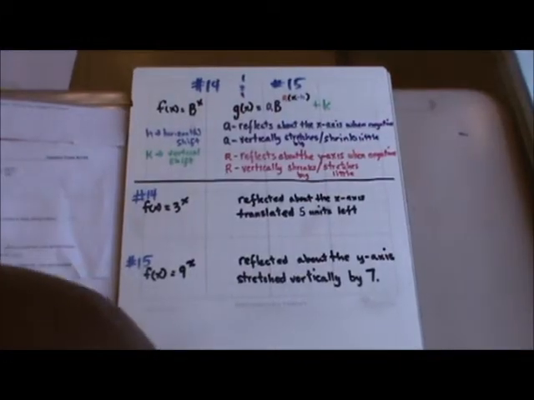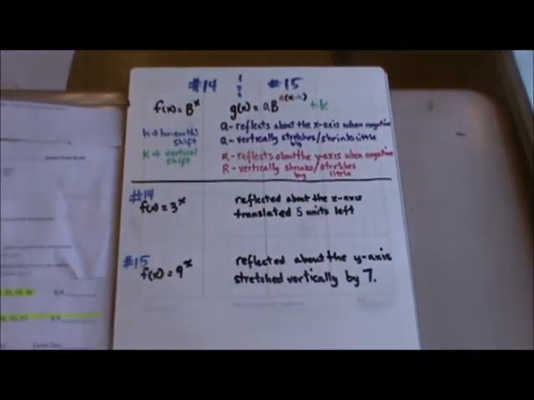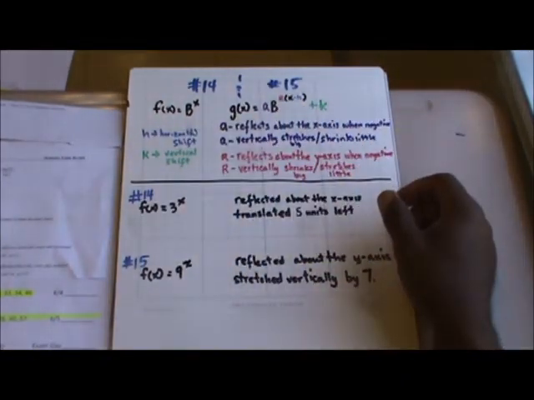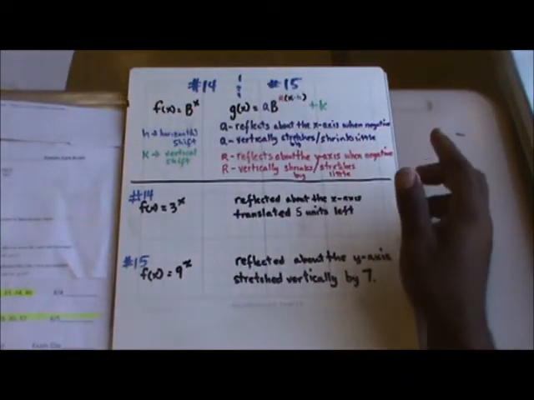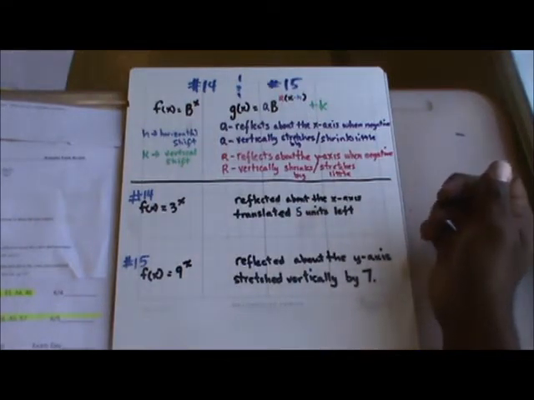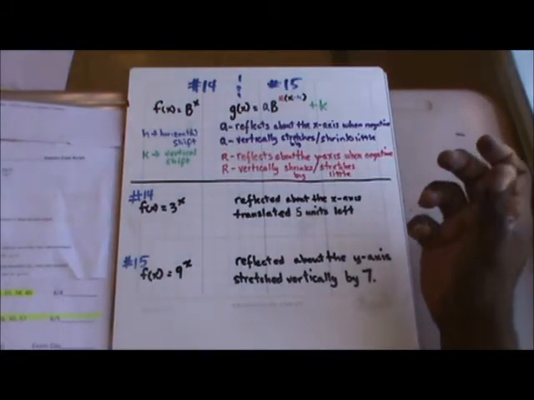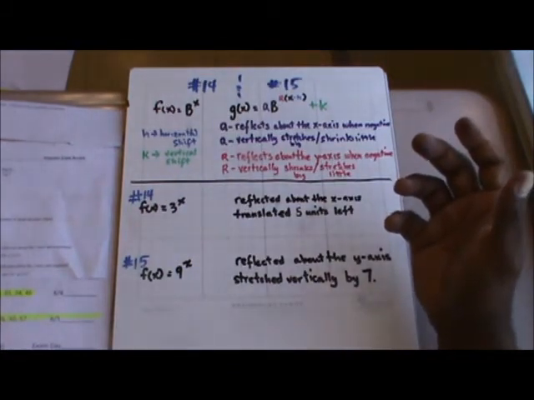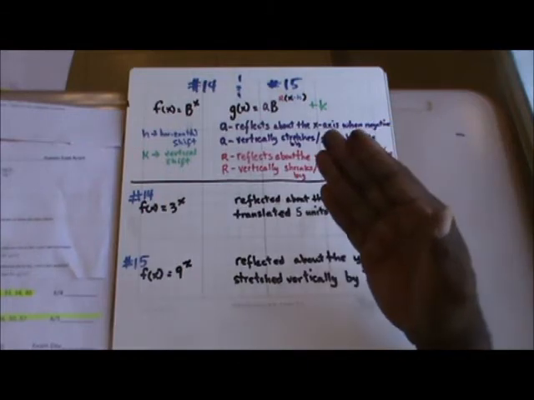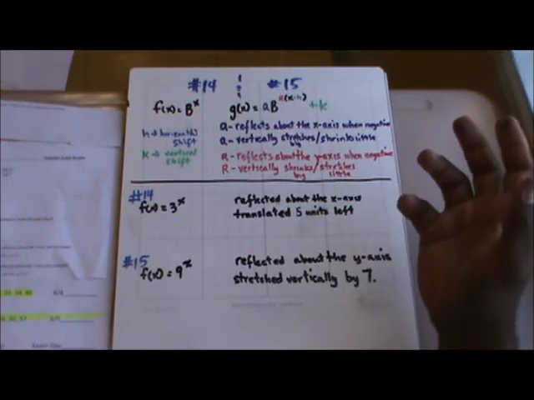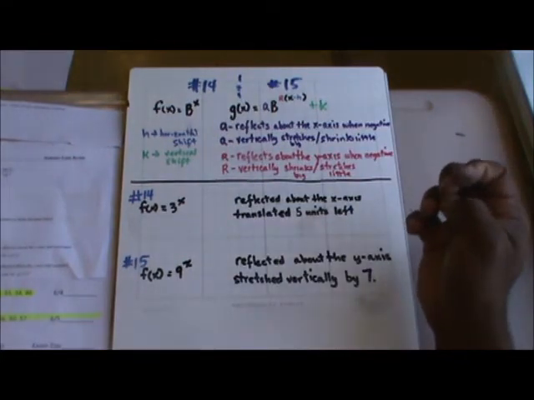All right, for number 14 and 15, everything above that line are notes that are going to help us with the problem, things that we need to remember. When we're doing translations and transformations, a reflects about the x-axis when negative. a also vertically stretches when a is greater than 1, or actually outside of -1 to 1, and shrinks when its absolute value is less than 1.